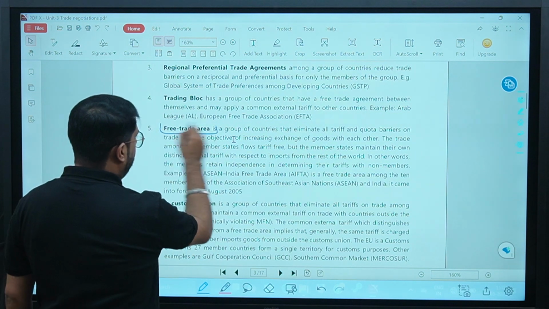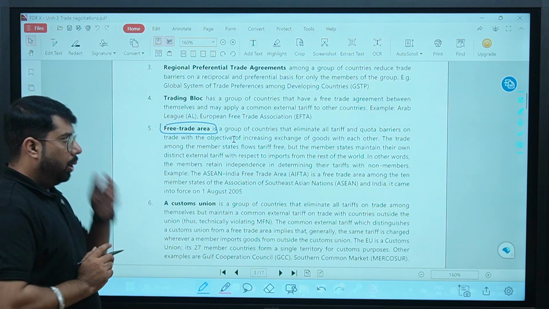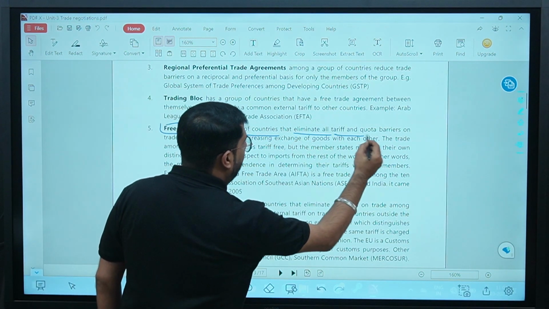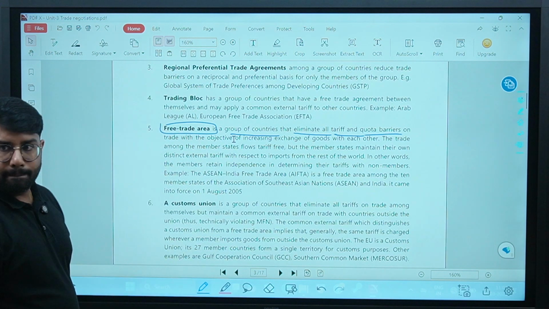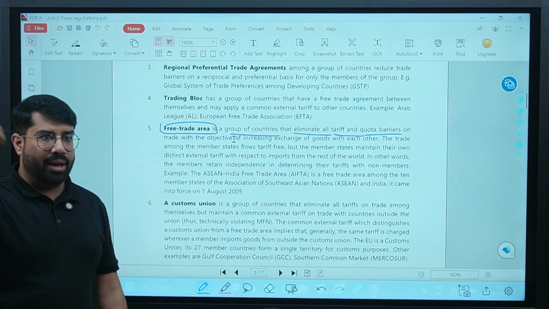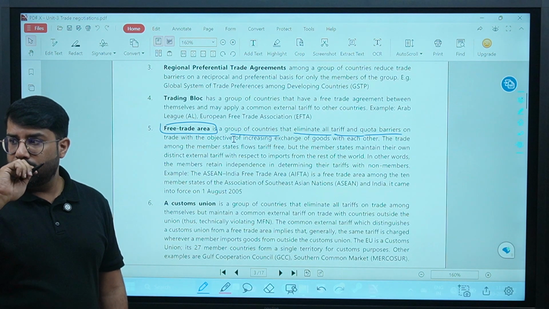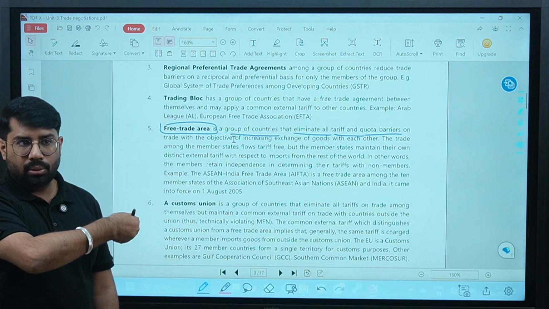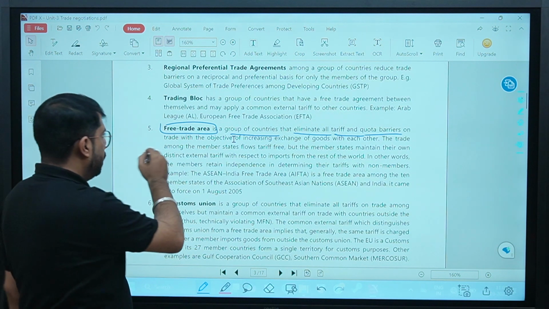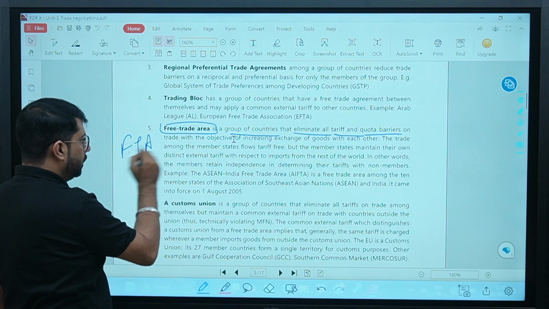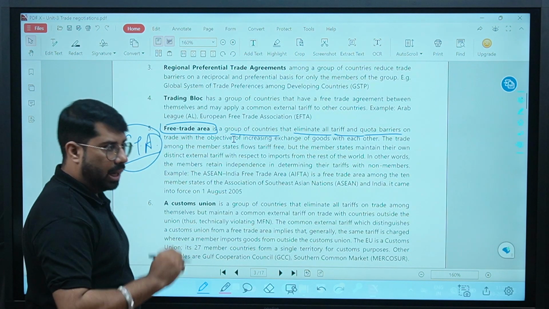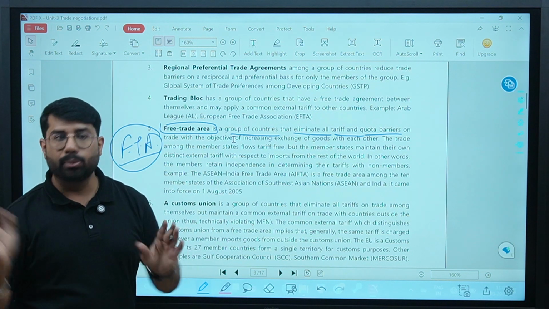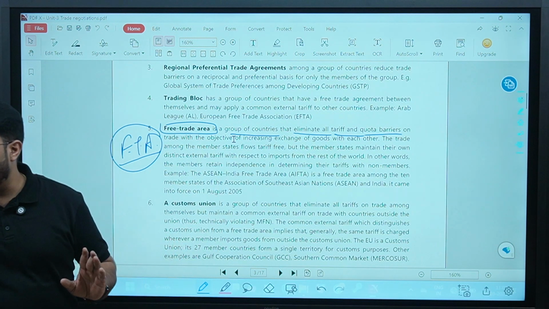Talking about the free trade area. Read it very carefully with me. It says, it is a group of countries that eliminate all tariff and quota barriers. It means a group of countries where they have decided, guys, look at me. Either you read or you understand. FTA says that this group of countries have decided that they will not charge any tariff or impose any quota among themselves. Only the member countries of FTA. Clear?